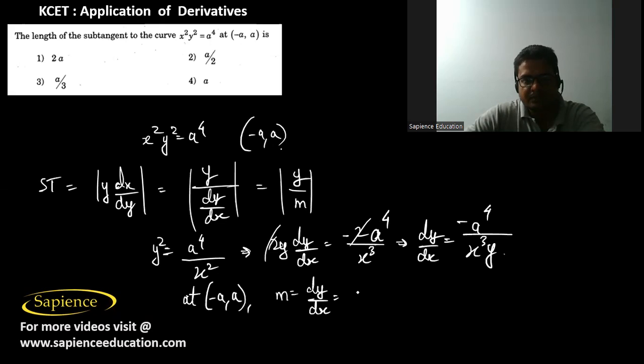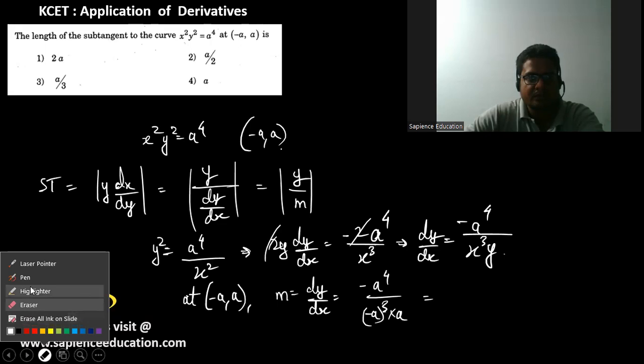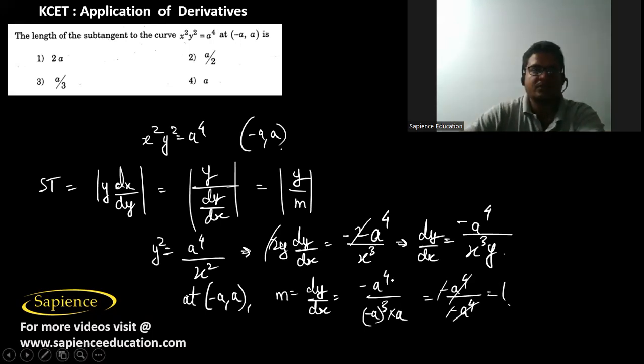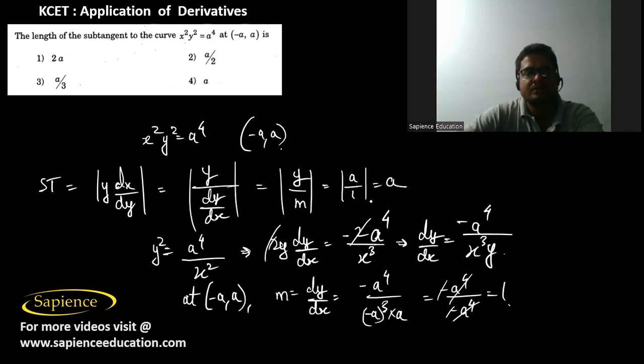So this will be minus a power 4 by minus a whole cube into a. We should not take mod of that yet. So this is minus a power 4 by minus a power 4, which will cancel out. So m is equal to 1, and y is a. So it should be mod of a by 1, which is equal to a. So option 4 is the correct answer.